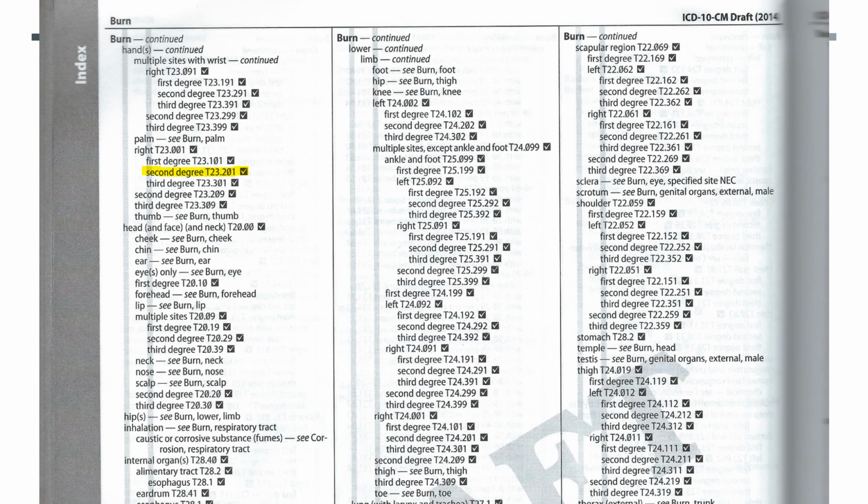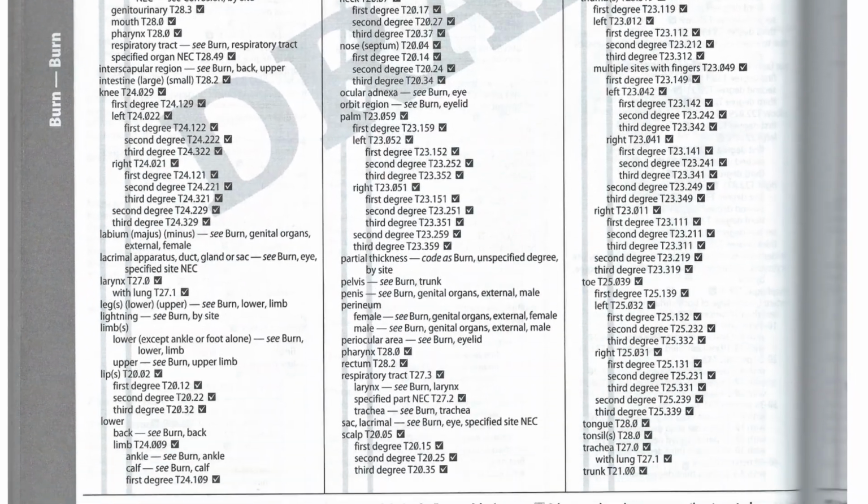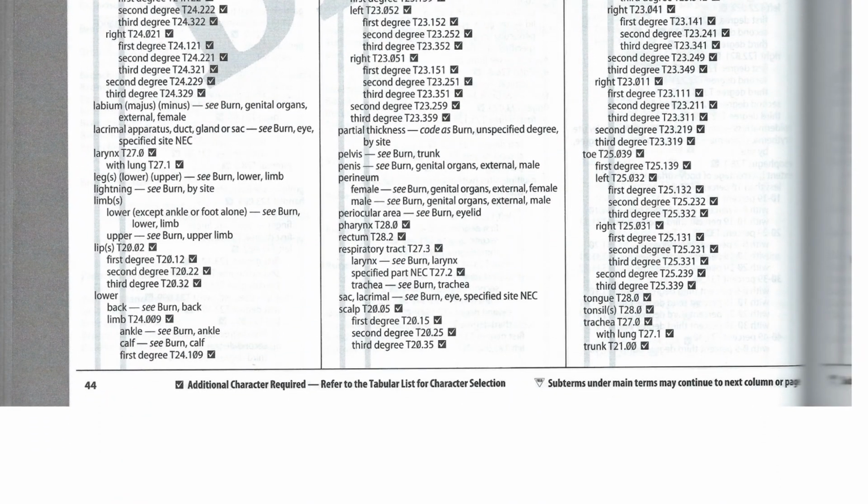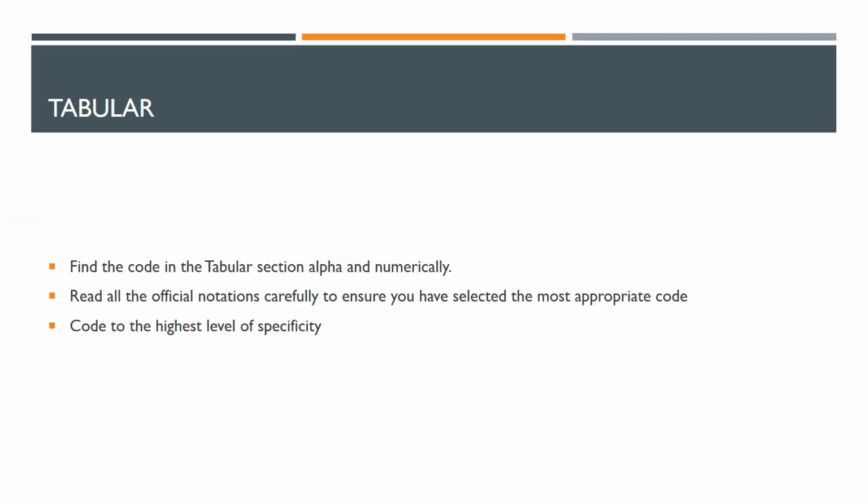Next to this code, T23.201, you see a check mark. Look at the key on the bottom of the page to see that this check mark means additional characters are required. This means the code is not valid without additional characters. These are found in the tabular section.